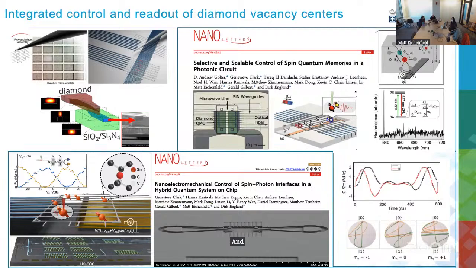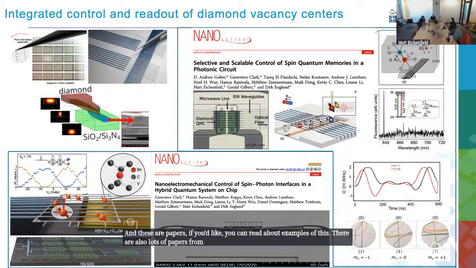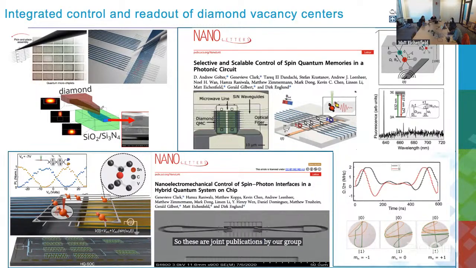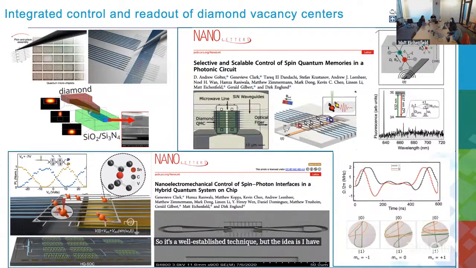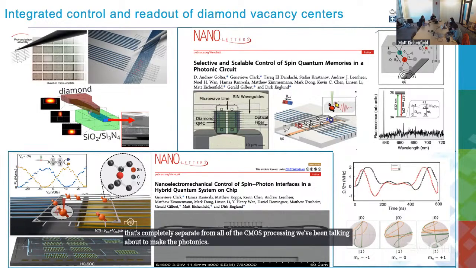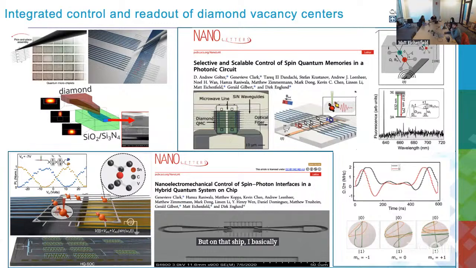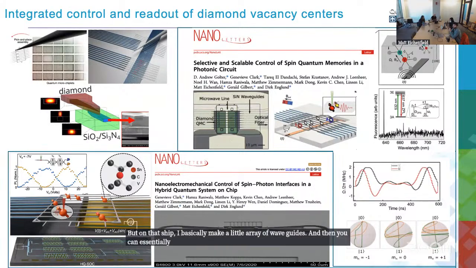And these are papers, if you'd like, you can read about examples of this. There are also lots of papers from Dirk Englund's group that you can read about where they've demonstrated this integrated control, heterogeneous integration of diamond and then photonic sourcing and collection of single photons. So these are joint publications by our group, but you can read lots of papers from Dirk's group. So it's a well-established technique, but the idea is I have a diamond chip that's completely separate from all of the CMOS processing we've been talking about to make the photonics. On that chip, I make a little array of waveguides, and then you can essentially pick them up and put them down on top of the photonic integrated circuit that you made in the CMOS foundry, and that's all you need to make all the functionality that we've talked about.